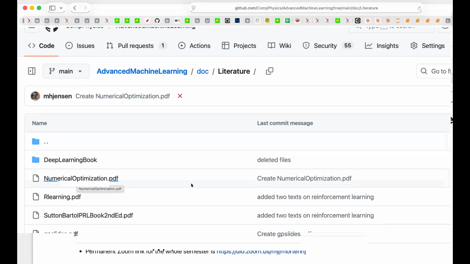Okay. Any questions about the practicalities?